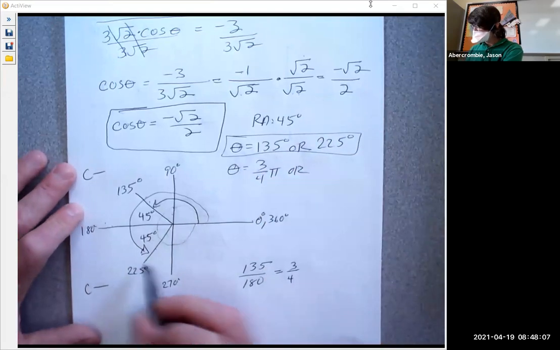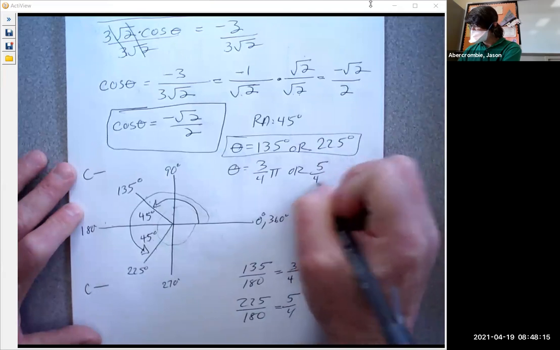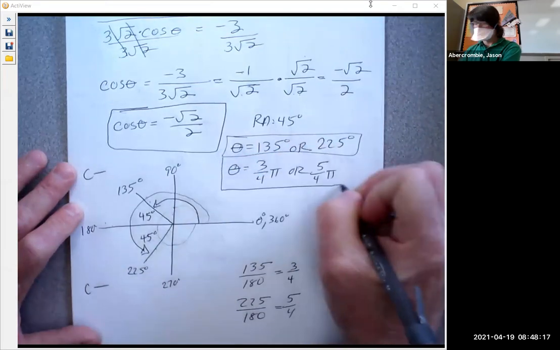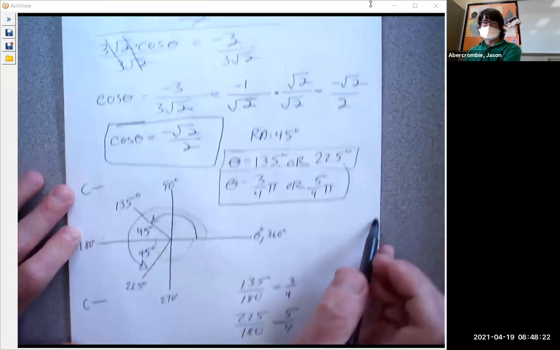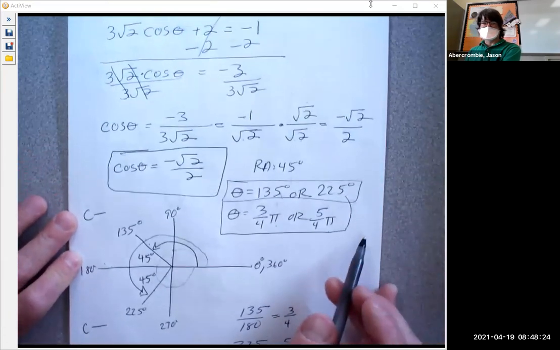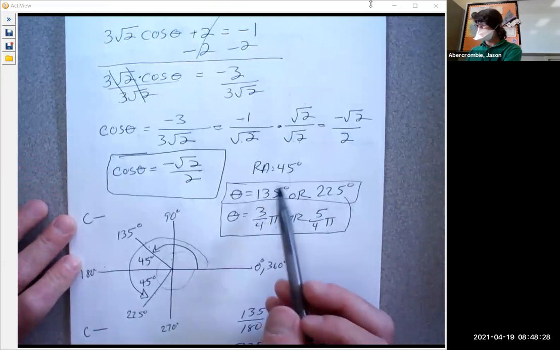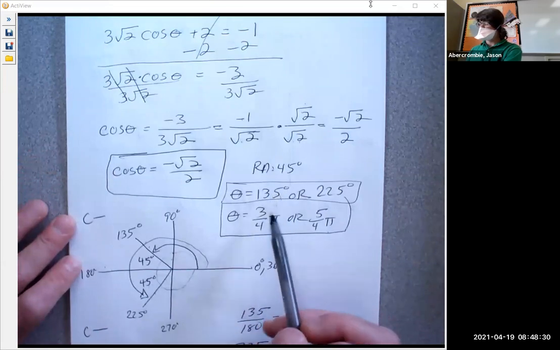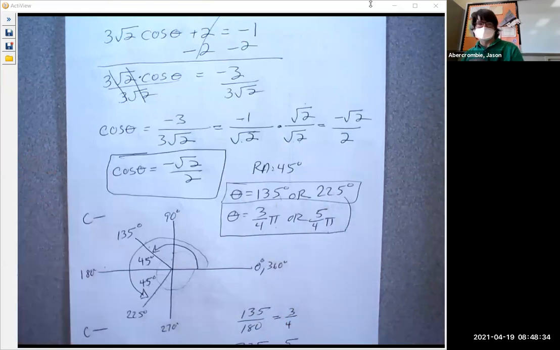Or what about 225? That would reduce to be 5/4. You could say 5/4 pi. So those are my answers. These are the same. So this is like Fahrenheit and Celsius. The same temperature can be expressed as two different things. 135 degrees, 3/4 pi radians, or 225 degrees, 5/4 pi radians. Those are the same. But either way, we got our two answers.